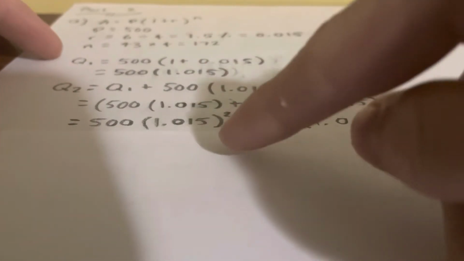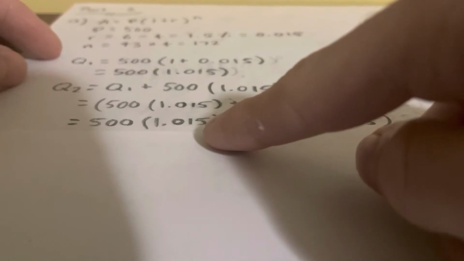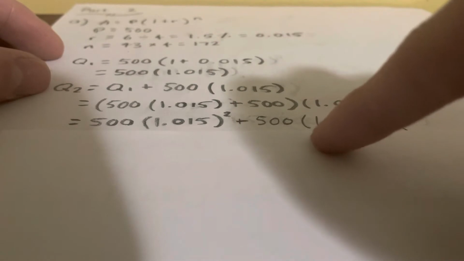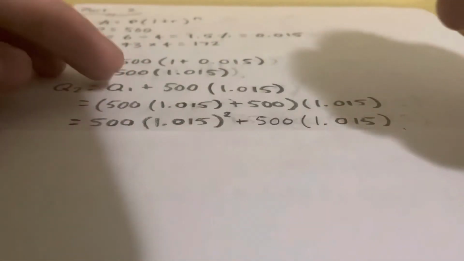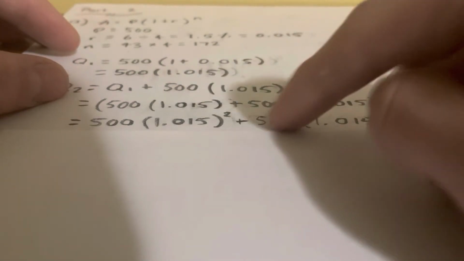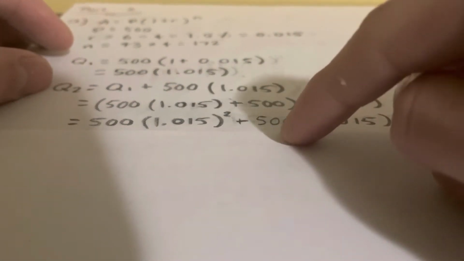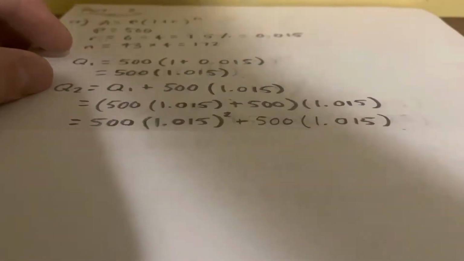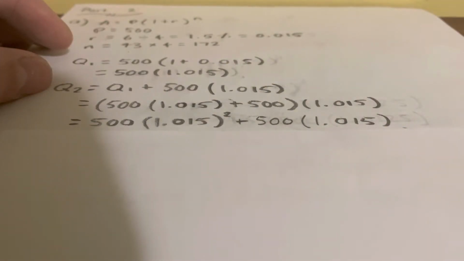When we do that, we get 500 times our interest rate, 1.015 squared, because these two are the same. When expanded out, it's 2 chunks of the same thing, so we can just square it, plus 500, which is our second contribution, and our interest being multiplied onto that as well. Now we can start to see a little pattern, but we need to determine our third period to fully see the pattern.